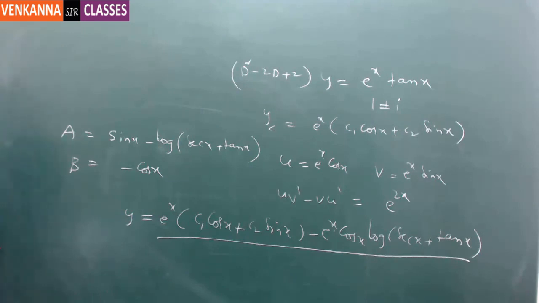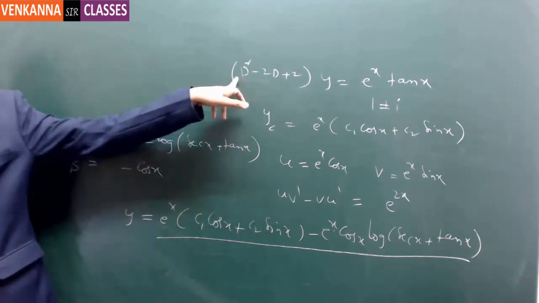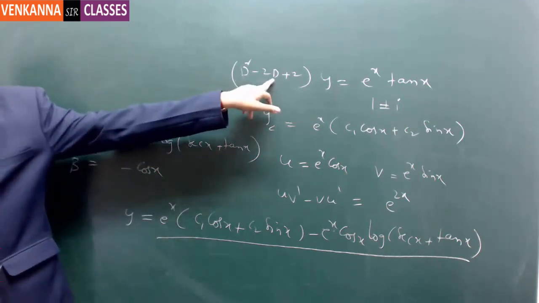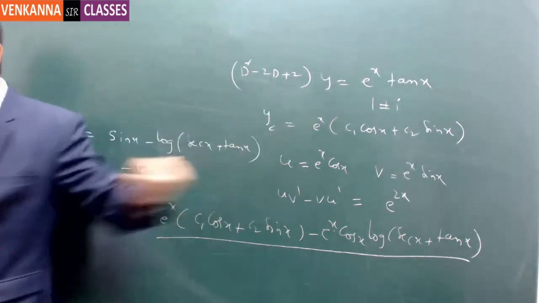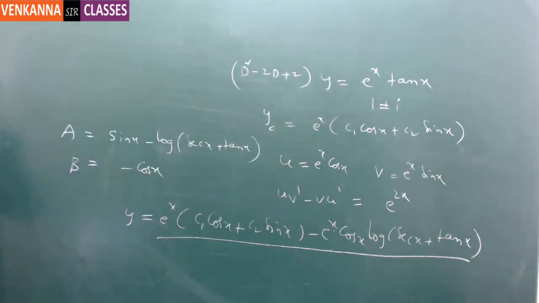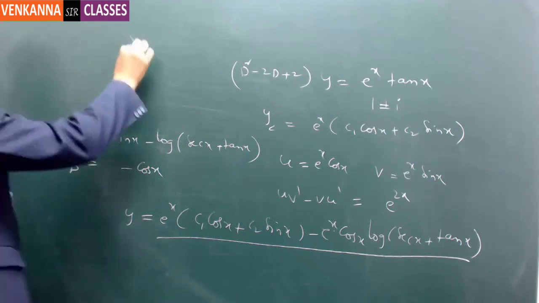Okay. So far we have done the problems with constant coefficients only. Here coefficient 1, which is a constant, coefficient minus 2, constant, coefficient 2, constant. So you have applied variation of parameters under constant coefficients. However, the same method is applicable for variable coefficients too.